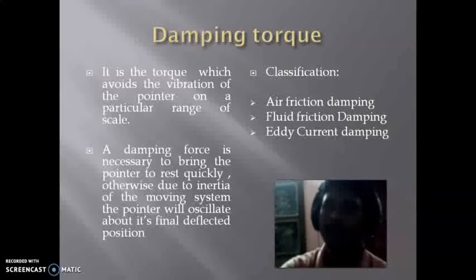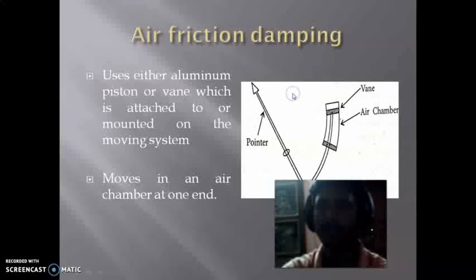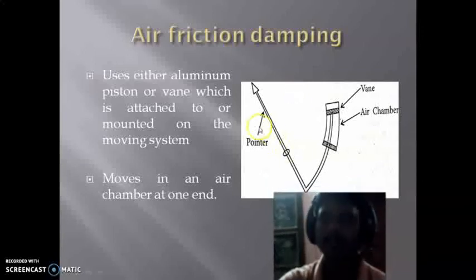to rest quickly. So we have three kinds of arrangement. One is air friction damping, fluid friction damping, and eddy current damping. First I am just going to discuss the air friction damping. This is the air friction damping arrangement, where we have an air chamber and a light vane like aluminum is connected here, vane or disc is connected here, and the pointer is connected with this arrangement.